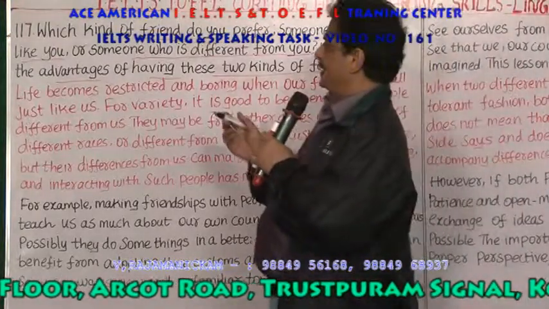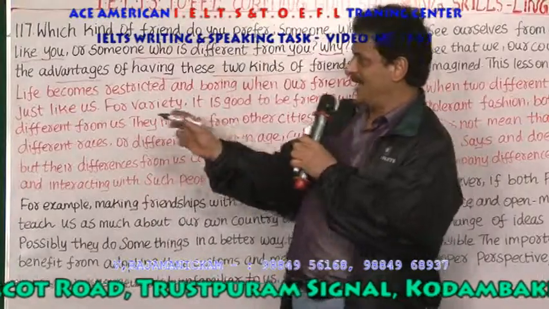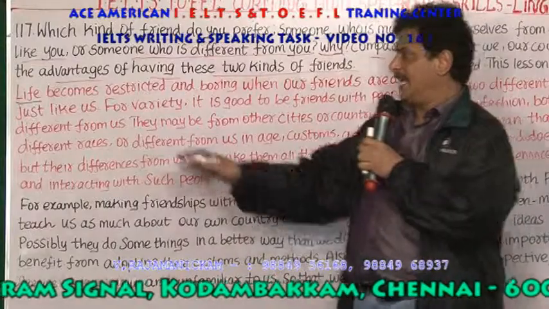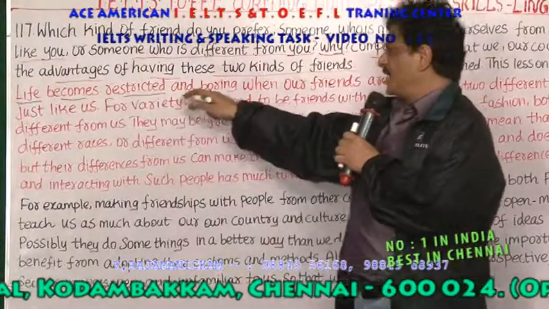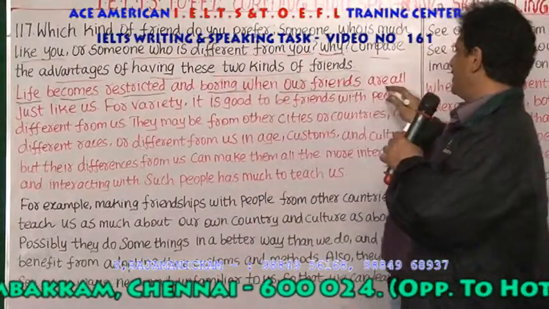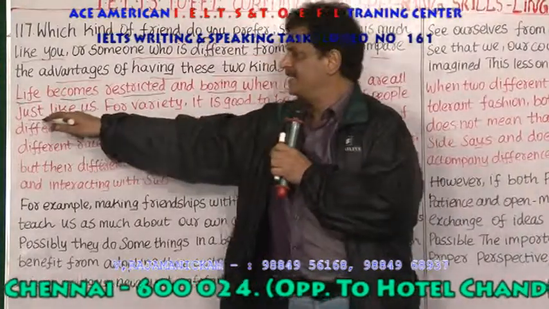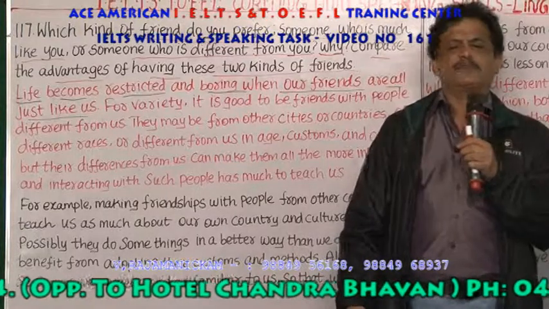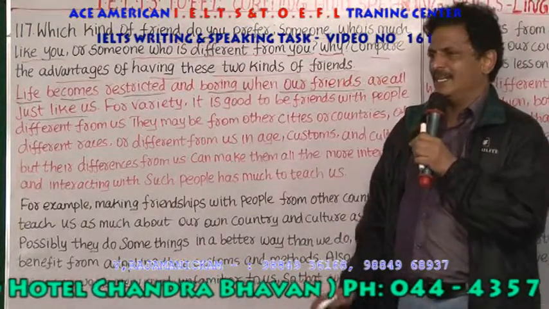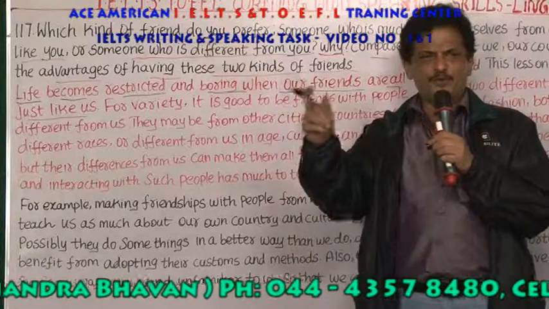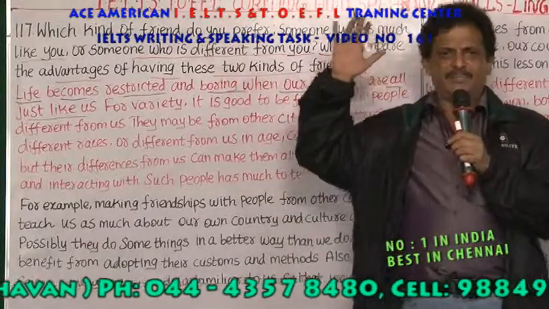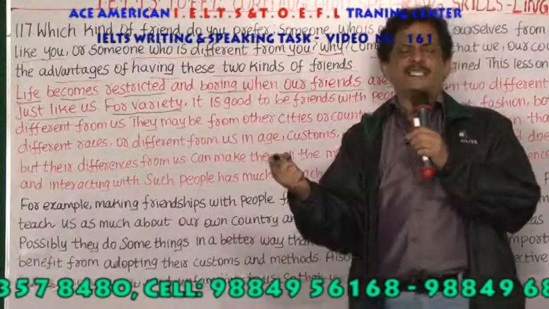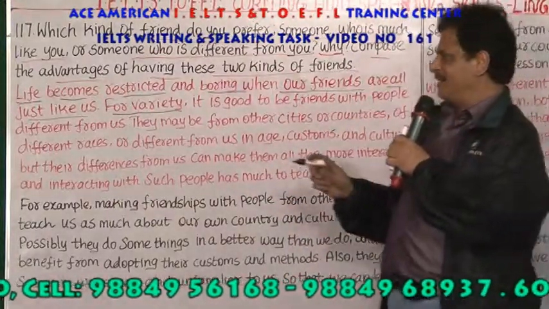So the writer goes on to say about life. What is life? What you're living is called life. Life becomes restricted and boring when our friends are all just like us. Life will be boring. Is it so, sir? I'm not sure. This first statement says life will be boring if you have a friend of your same type of character. So, variety is the spice of life. That's what one of the proverbs says.